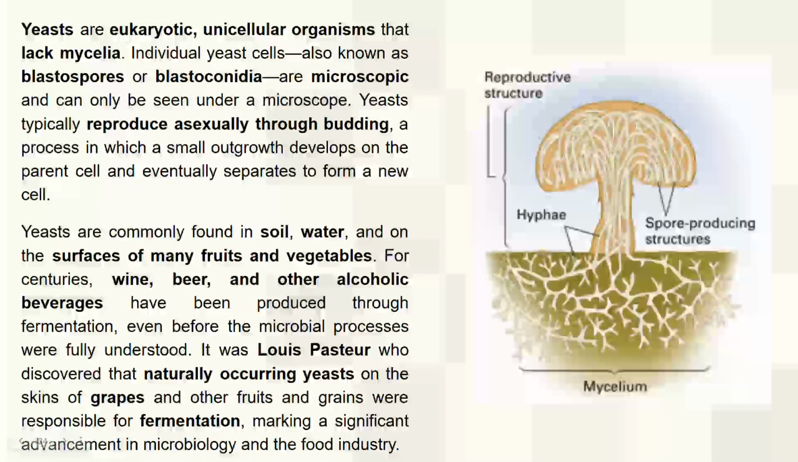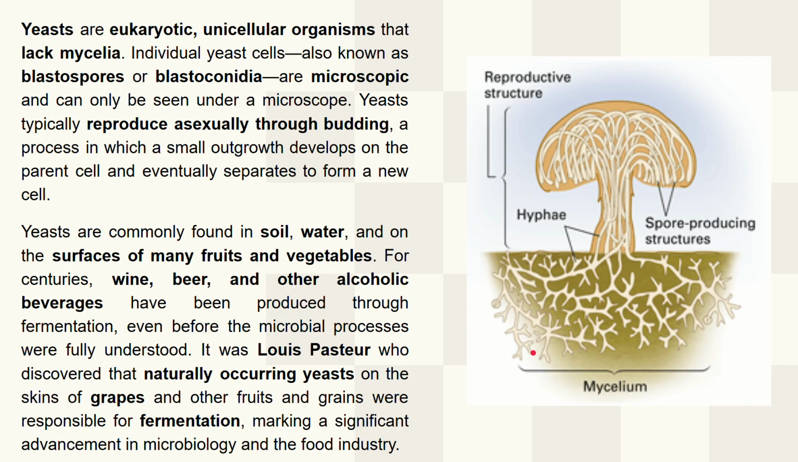Yeasts are eukaryotic unicellular organisms that lack mycelia. When we say mycelia, look at this illustration. Mycelia is this root-like figure beneath the soil. So yeasts lack this part. Individual yeast cells, also known as blastospores and blastoconidia, are microscopic and can only be seen under a microscope. And usually, these yeasts reproduce asexually through budding.